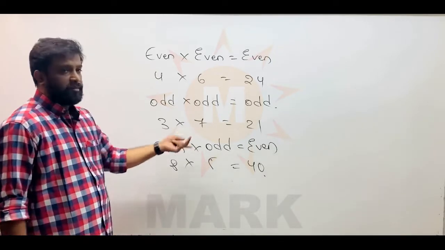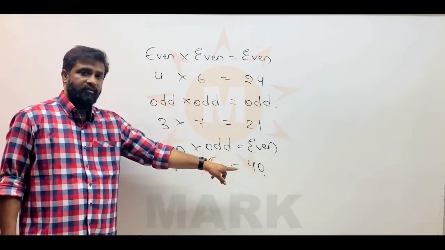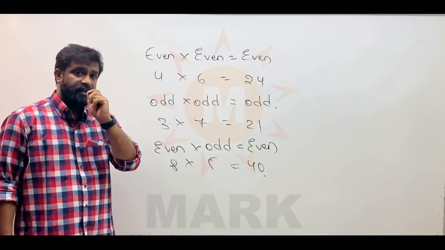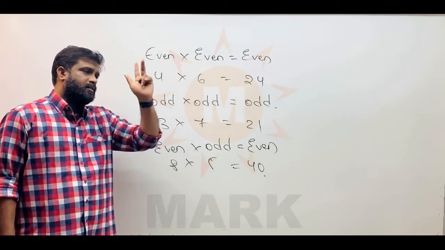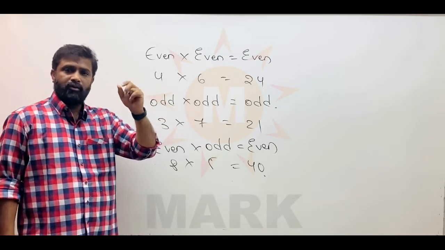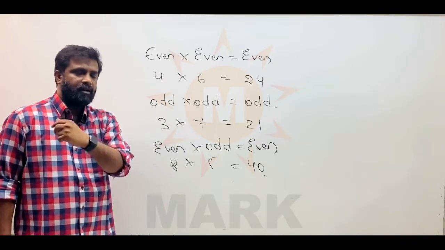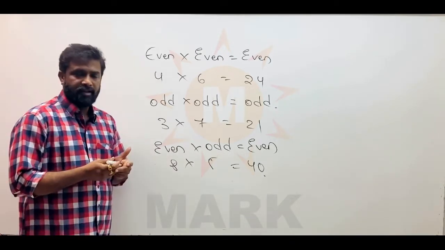Now even into odd, a mix of both, if you multiply an even number and an odd number, then also you will get even number, because even is more dominating in multiplication. You continuously multiply any number of odd numbers, you will get odd result. But in the middle, if you mix even one even number, the whole product will become even number. So even is more dominating in multiplication.